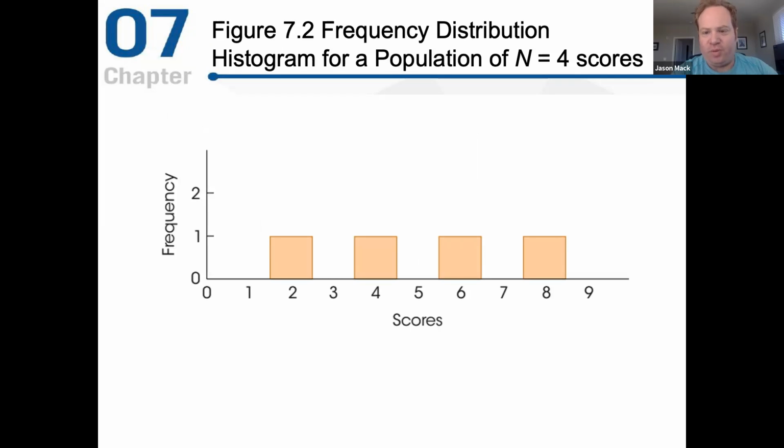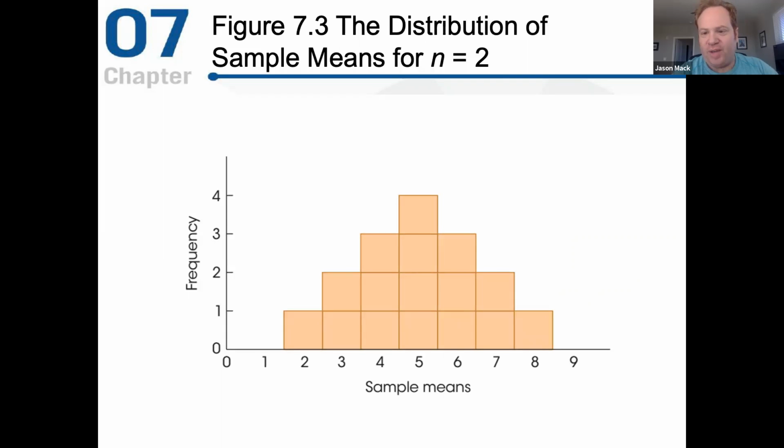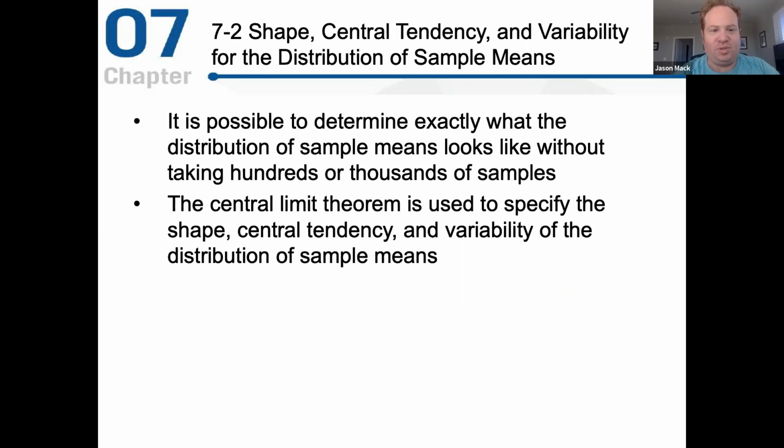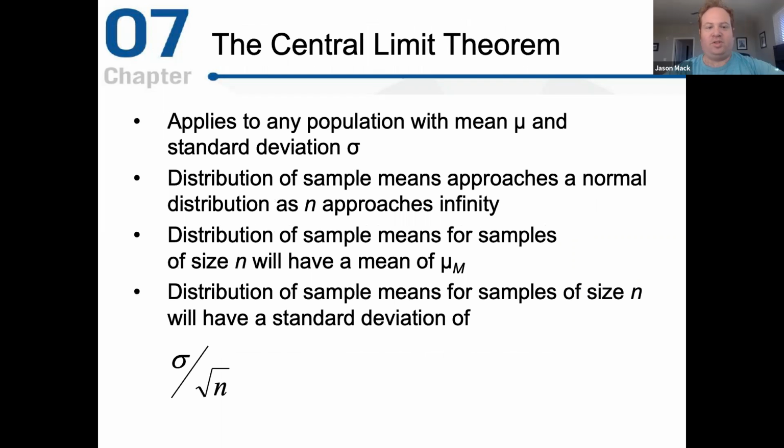Figure 7.2: frequency distribution histogram for a population of n equals 4, scores 2, 4, 6, 8. The distribution of sample means for n equals 2 shows the 16 sample means from table 7.1. It is possible to determine exactly what the distribution of sample means looks like without taking hundreds or thousands of samples. The central limit theorem is used to specify the shape, central tendency, and variability of the distribution of sample means. The central limit theorem applies to any population with a mean and standard deviation.